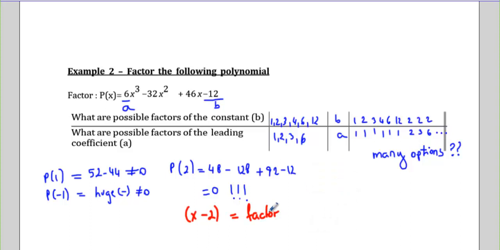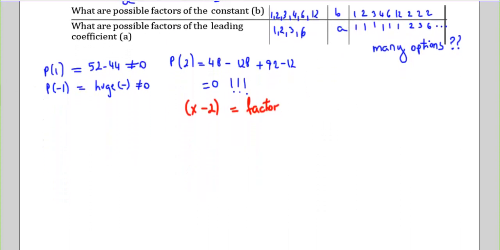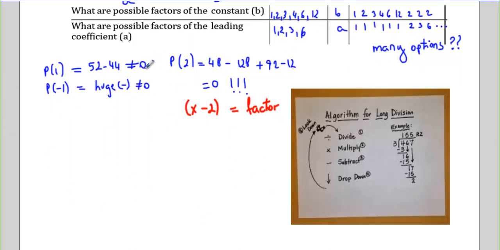As soon as we find a factor, what do we do? We go back to our long division knowledge, and we're going to perform the long division between p of x and that x minus 2 factor, in hopes that we find a quotient that could possibly be factorable even more. So let's divide p of x by x minus 2.